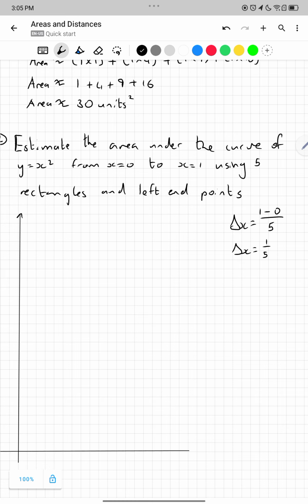So there's something like this. So y, x, right? I'm gonna divide this into 1 over 5, 2 over 5, 3 over 5, 4 over 5, 1, which is 5 over 5, right?